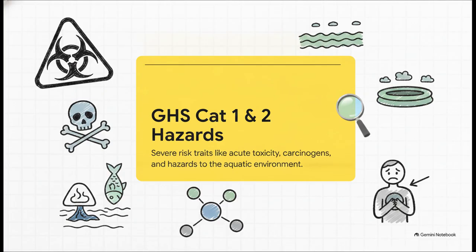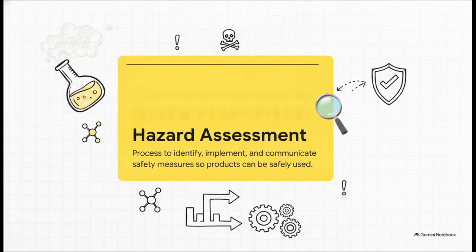We aren't talking about a mild skin irritant here. These categories cover severe risk traits. Think acute toxicity, known carcinogens, reproductive toxicity, or chemicals that pose severe chronic hazards to the aquatic environment and the ozone layer. But just having hazardous chemicals in a portfolio isn't the whole story.